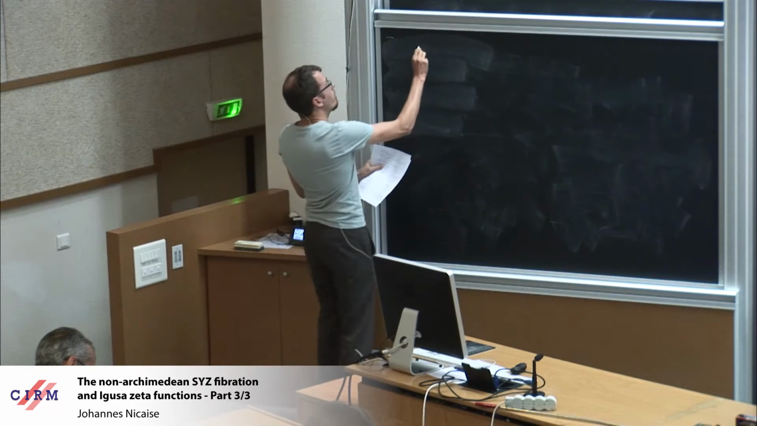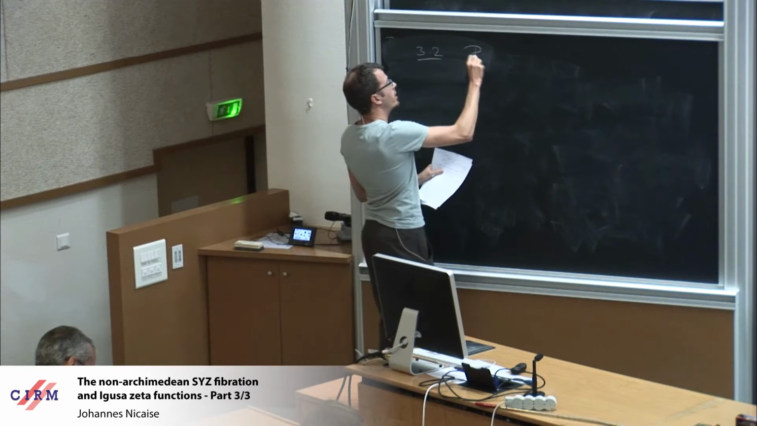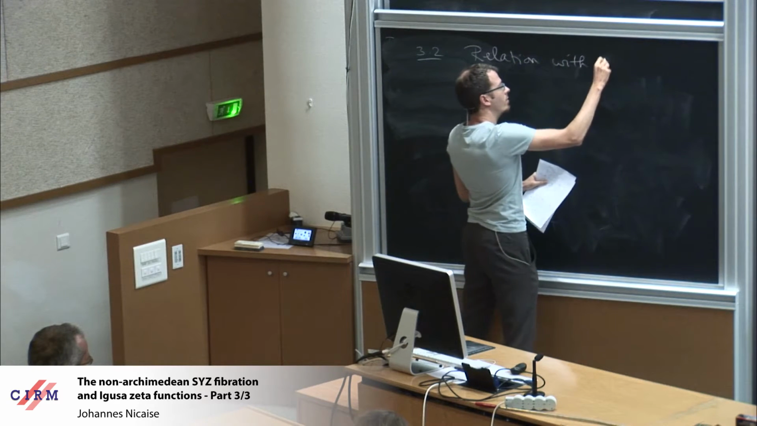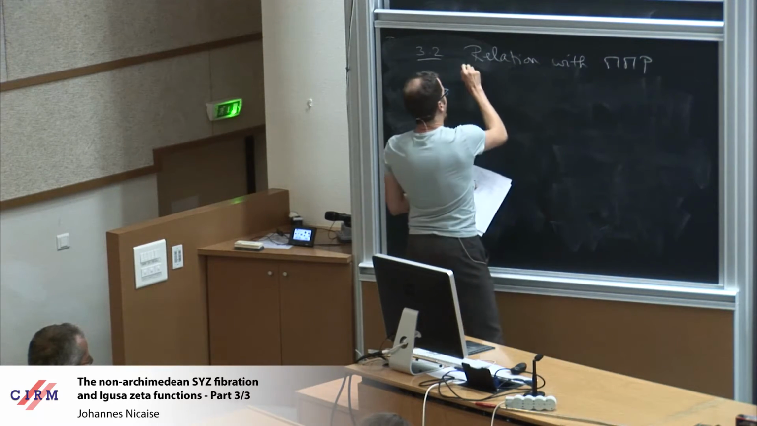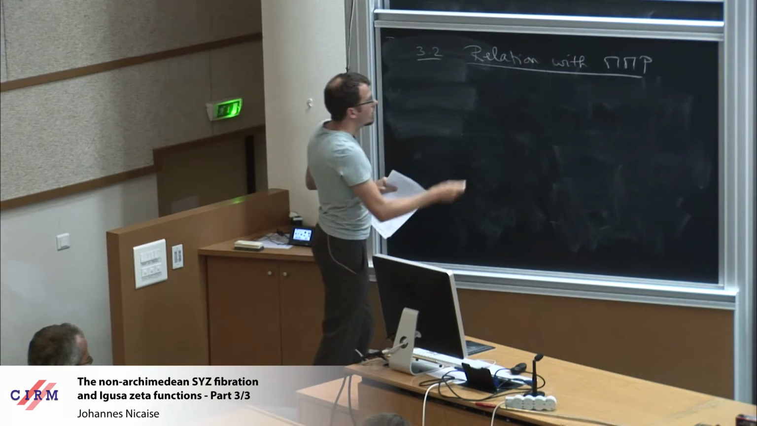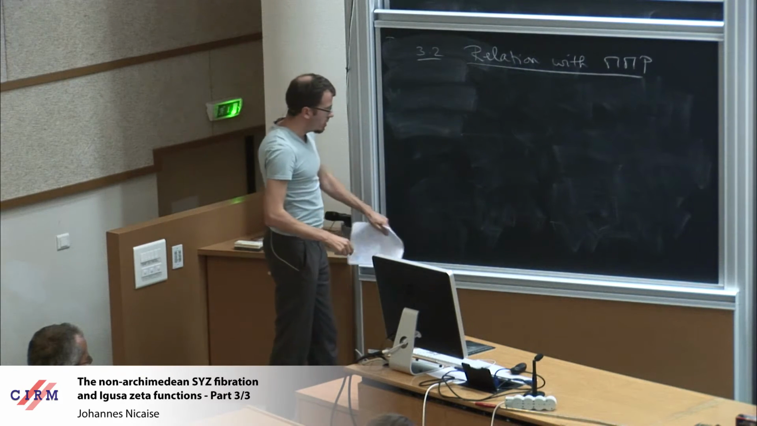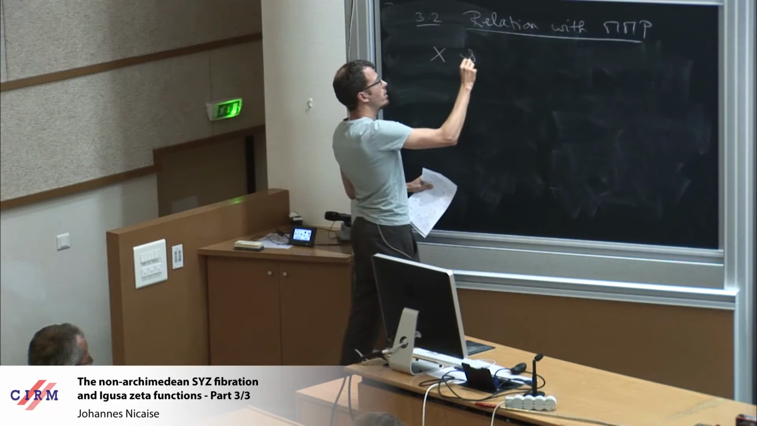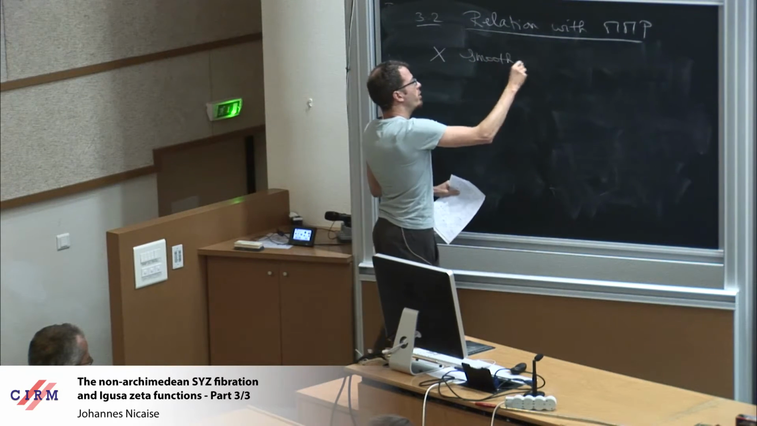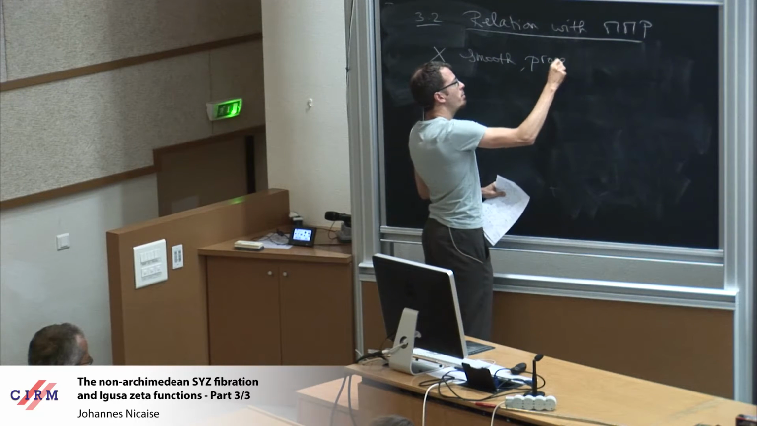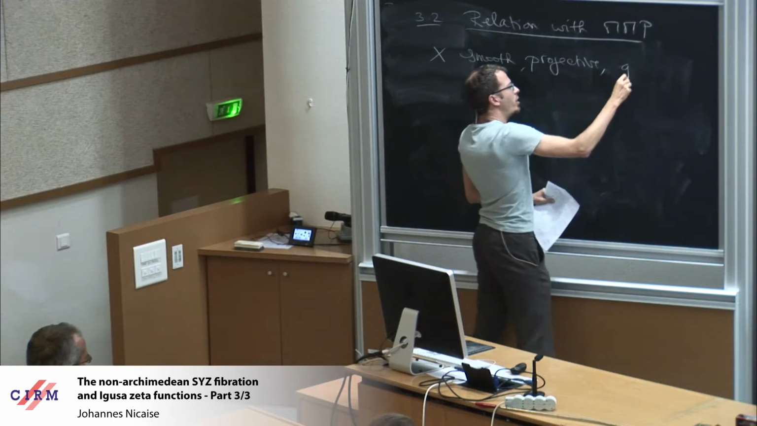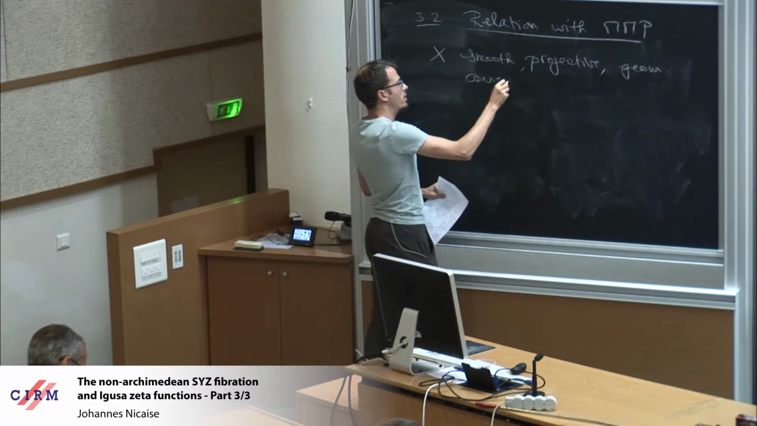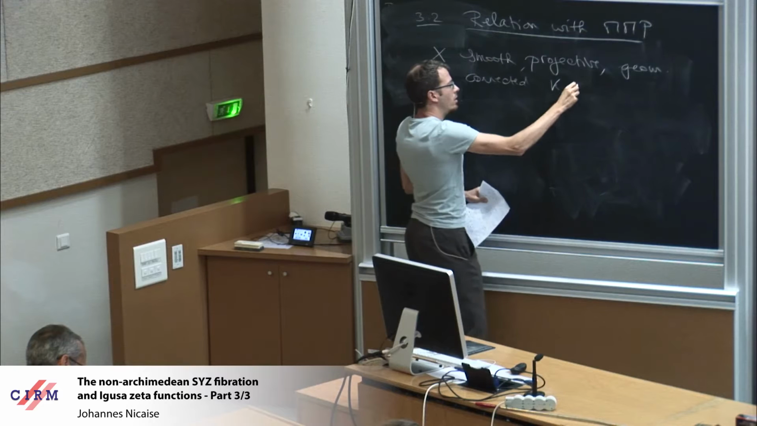So first, I'll explain the relation with MMP. And then I have to impose a couple of extra conditions on the varieties that we are working with. So X will still be smooth. Now I'm going to assume projective to be able to run MMP, and geometrically connected. K variety.